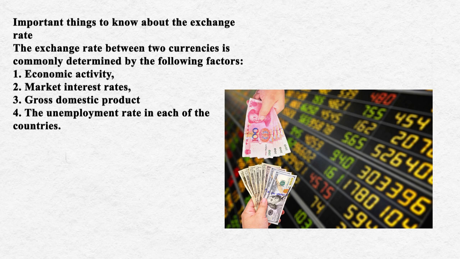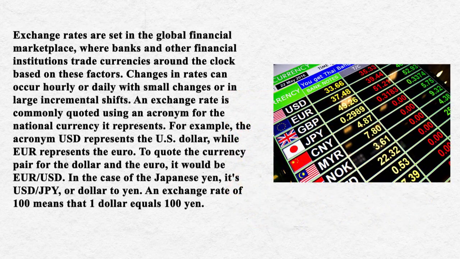Important things to know about the exchange rate. The exchange rate between two currencies is commonly determined by the following factors. 1. Economic activity. 2. Market interest rates. 3. Gross domestic product. 4. The unemployment rate in each of the countries. Exchange rates are set in the global financial market space, where banks and other financial institutions trade currencies around the clock based on these factors. Changes in rates can occur hourly or daily, with small changes or in large increment shifts.